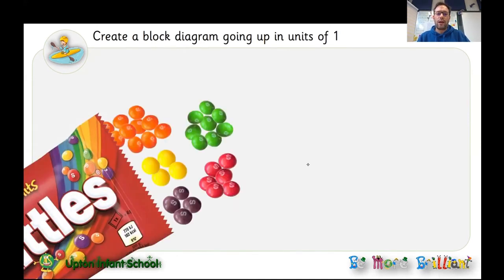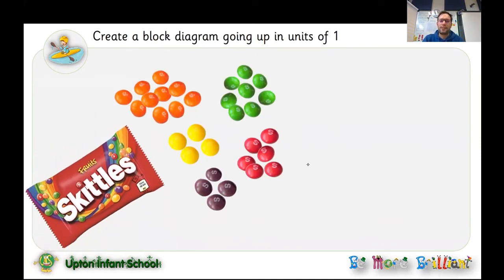Now, if you're lucky enough to have any sweets at home, any Skittles or something like that, you could use a packet of sweets and count out the colours, or you could use mine that I've got here. So I've got a packet of Skittles and I've sorted them out into coloured piles. Let's work out how many of each coloured Skittle there are. So orange, 1, 2, 3, 4, 5, 6, 7, 8, 9, 10 orange ones. Okay, let's count the yellow ones. That's 4 yellow ones, sorry. Let's count the purple ones. 4 purple ones.